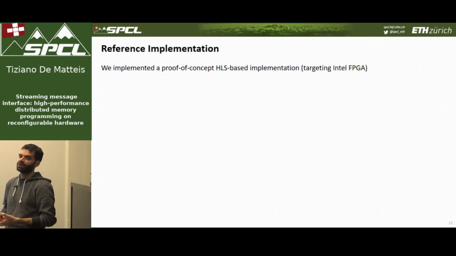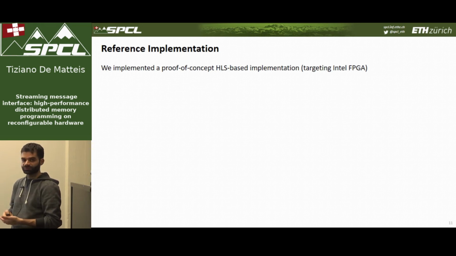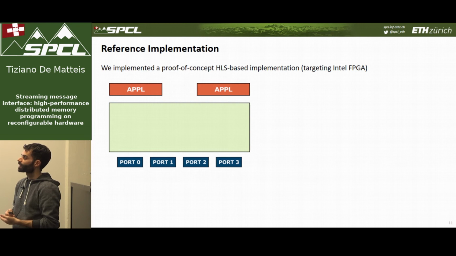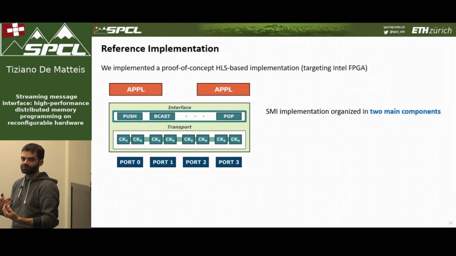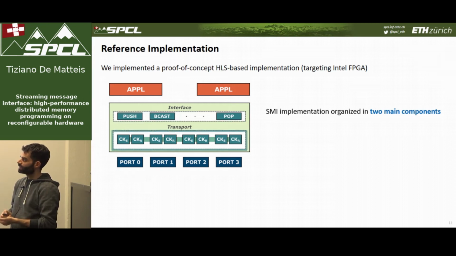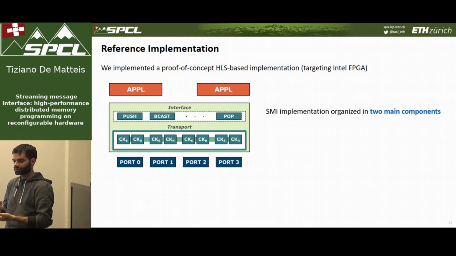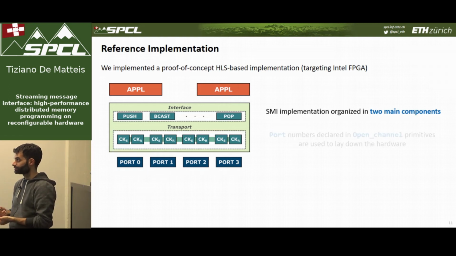So we realized a reference implementation for SMI that targets inter-FPGA. It's entirely written in OpenCL and it's available open source on our GitHub repository. The implementation resides between the application and the network ports, and it's composed of two main parts. The first one is the interface that implements primitives such as push, pop, broadcast, and so on, and is in charge of splitting the data into network packets and handling the flow control. Then we have a transport component, which is in charge of routing the data across endpoints.